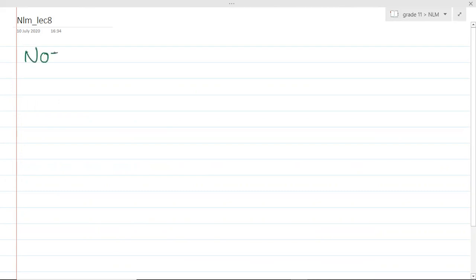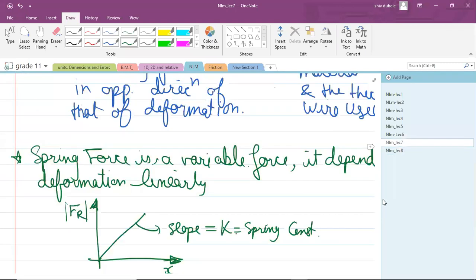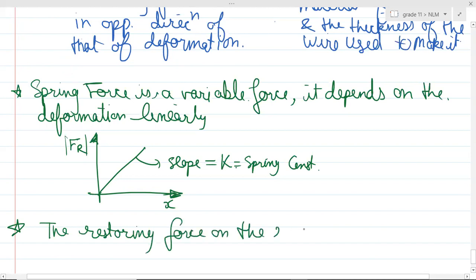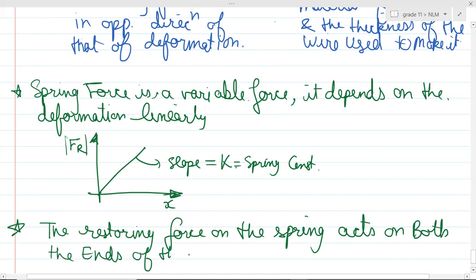One more note, write it down. That note will be helpful in using it somehow. Please remember the restoring force of the spring acts on both the ends. I'll write this point over here itself. The restoring force on the spring acts on both the ends of the spring, as an action-reaction pair.